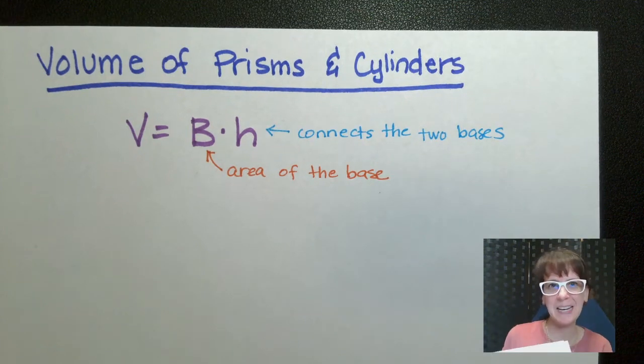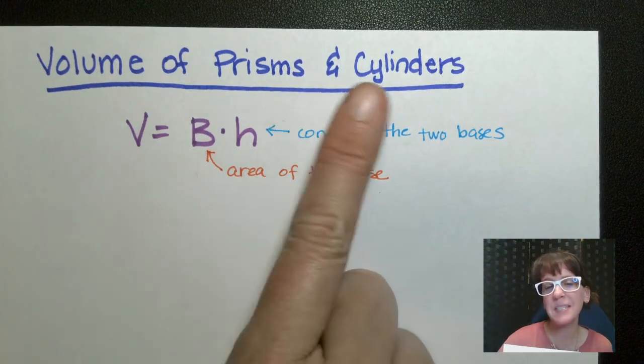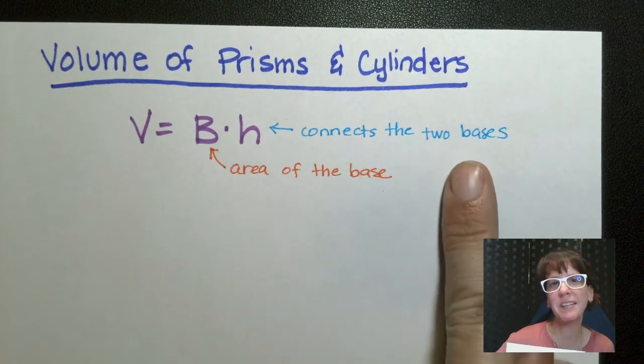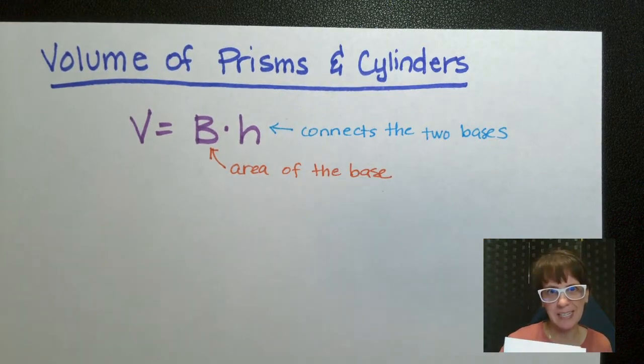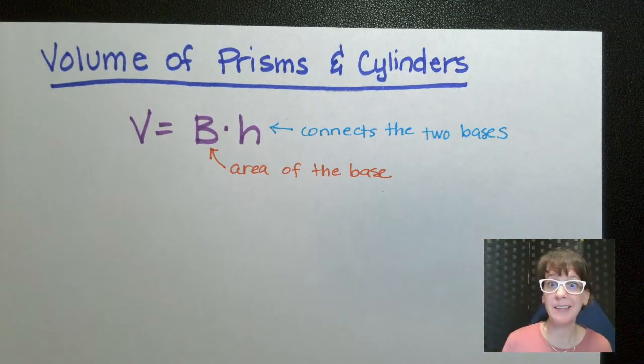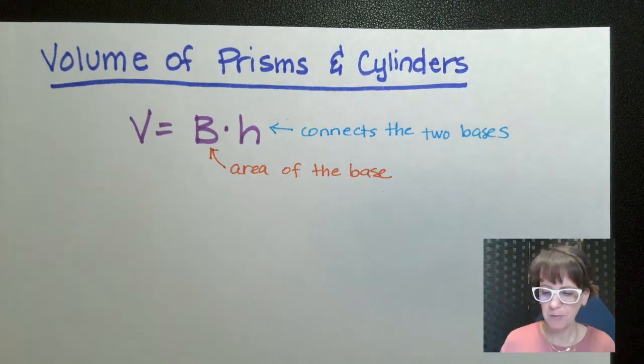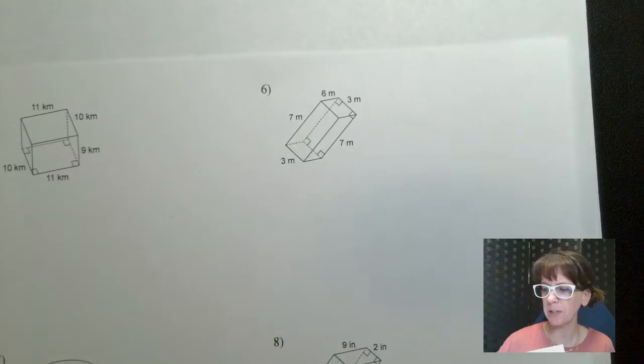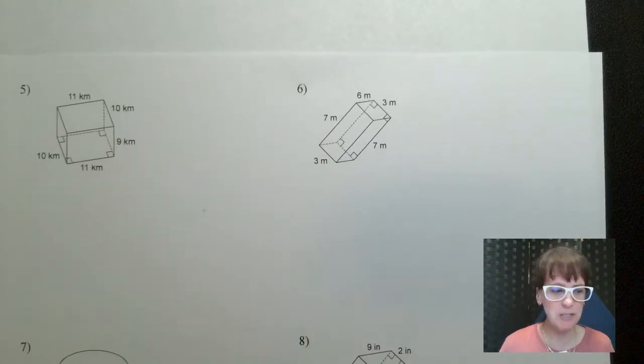Hi friends, welcome back. Today we're talking about finding the volume of prisms and cylinders. Here's the formula that you'll need. You're going to want to pause the video, write that down, and then we're going to talk about how to make this make sense. Disregard the number order for these. I want to jump around a bit so that it makes it a little easier.